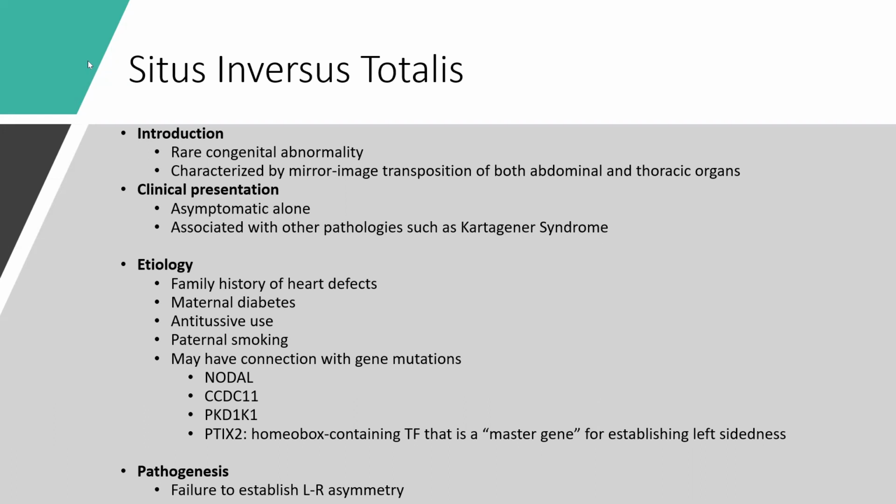And for the etiology, there's a family history of heart defects that's associated with this, maternal diabetes, antitussive use, which is anti-coughing medication, paternal smoking, and there may be a connection with gene mutations such as NODAL, CCDC11, PKD1L1, and then PITX2, which is the homeobox-containing transcription factor that is a master gene for establishing left-sidedness. So these all have to do with mutations in laterality. And the pathogenesis is failure to establish the left-right asymmetry.